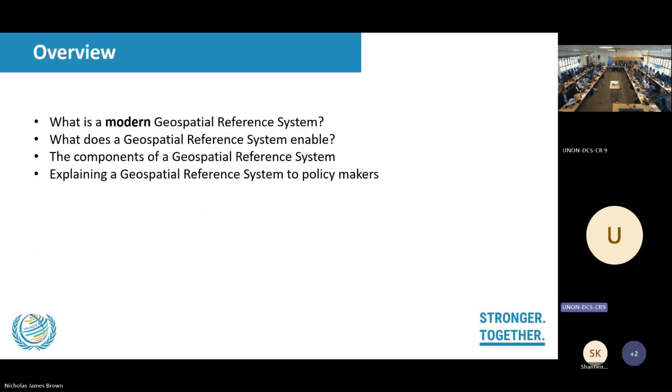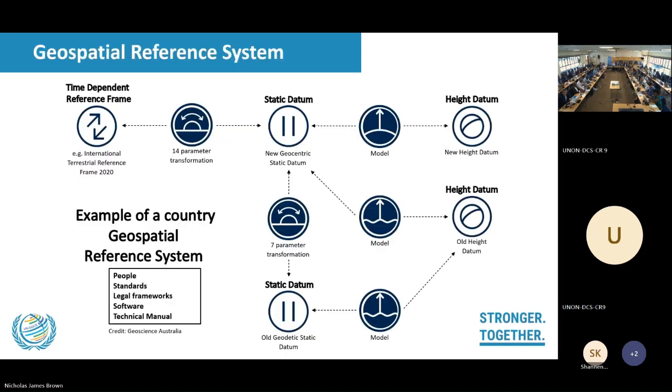So what is a modern geospatial reference system? We're going to have a brief discussion about that. Then we're going to look at what does it enable. We had a quick chat this morning about the components of the reference system. We'll look at some of those in a little bit more detail. And then we'll discuss how we can explain a geospatial reference system to policymakers.